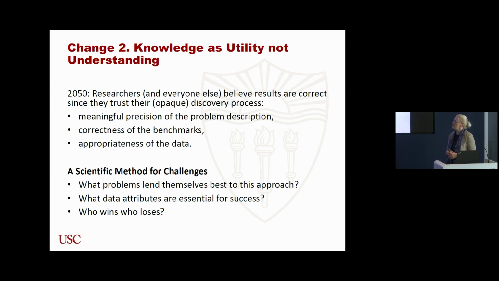So what problems lend themselves best to the challenge approach? Are some better at it or going to be more successful than others? Very likely. What data attributes are essential for success? We've seen a number of examples already where very large data sets, very famous data sets, have been used to answer questions that they don't quite match, right? And there's extrapolation problems that come out. So who wins and who loses in this world? Are these challenge problems easier for certain types of researchers? Presumably, certainly researchers that have access to infrastructure at scale. Right.